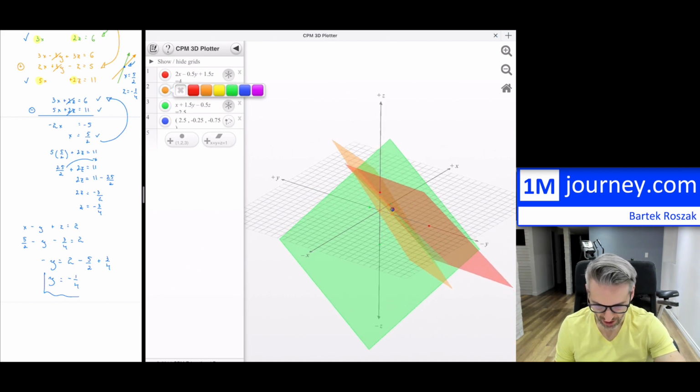Maybe let's change the orange. I don't know if I can make it. I don't know if that's any better.